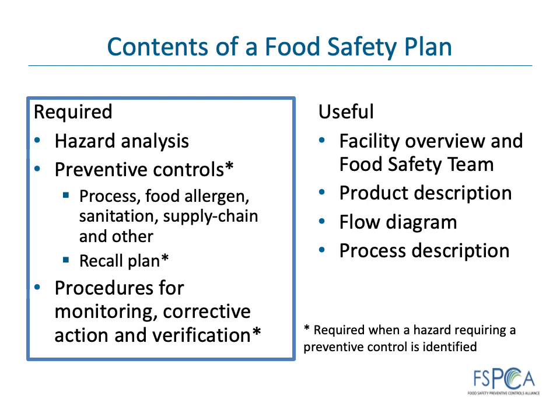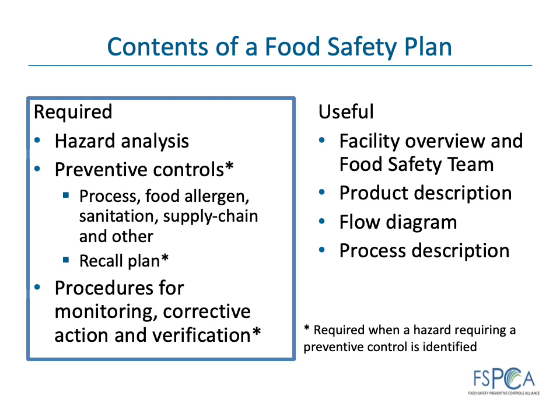Monitoring, corrective action, and verification procedures for each of the preventive controls identified must also be included in your plan as appropriate to ensure the effectiveness of the controls. A recall plan is also a required element of a food safety plan when a hazard requiring a preventive control is identified. You are also required to maintain implementation records to document that you have implemented your food safety plan.